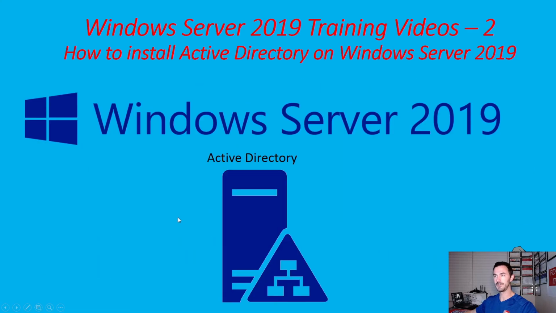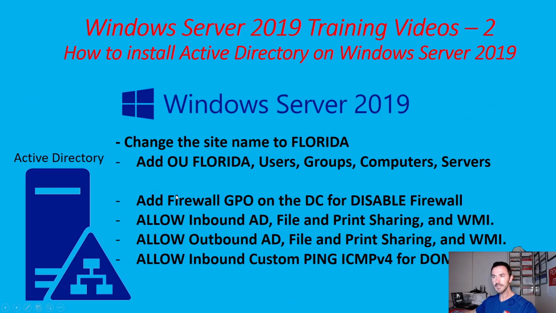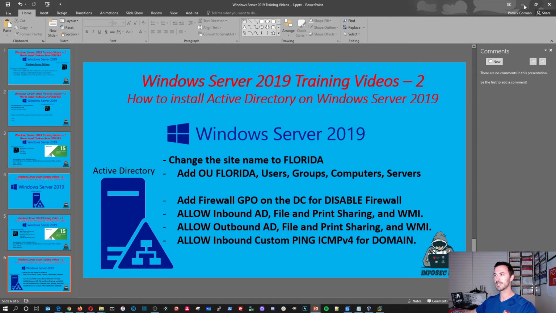Next slide. This is what we're going to be doing after the domain controller is installed. We're going to change the site name in Sites and Services to Florida because I'm located in Florida. We're going to add a few OUs, which stands for organizational unit, so we can structure the Active Directory architecture a little more cleanly. And we're going to be creating a group policy and so on and so forth. All right, cool. That's it for right now, so let's get to work.